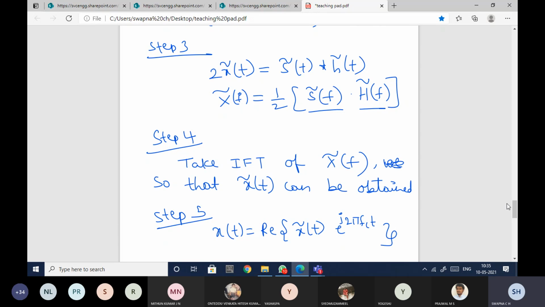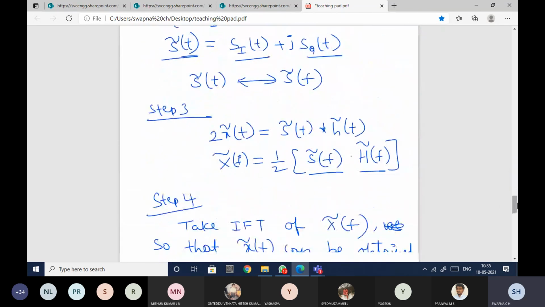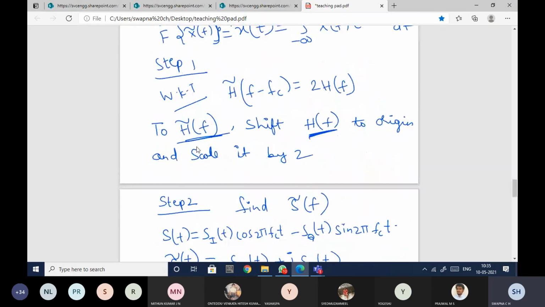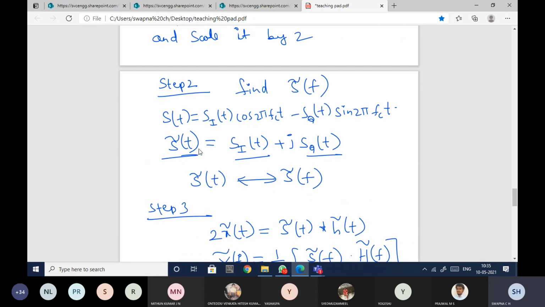So when they give the s of t signal and the h of t system, first you need to find h tilde of f. How will you find h tilde of f? First take the H of f of the system, then shift that H of f to the origin and scale it by 2. That will give h tilde of f. And s tilde of t is the in-phase and quadrature component representation. If s_I of t and s_Q of t are known for the given signal, then you can find s tilde of f.